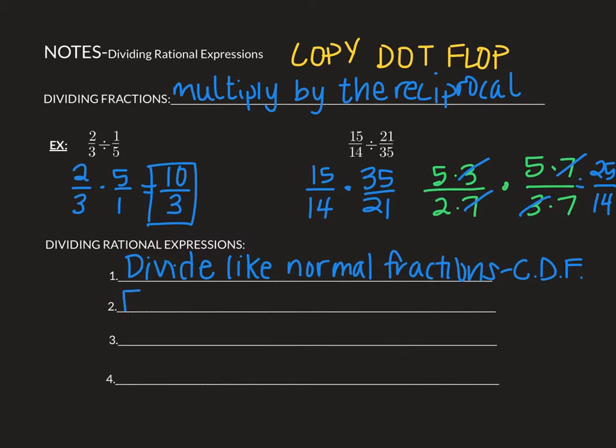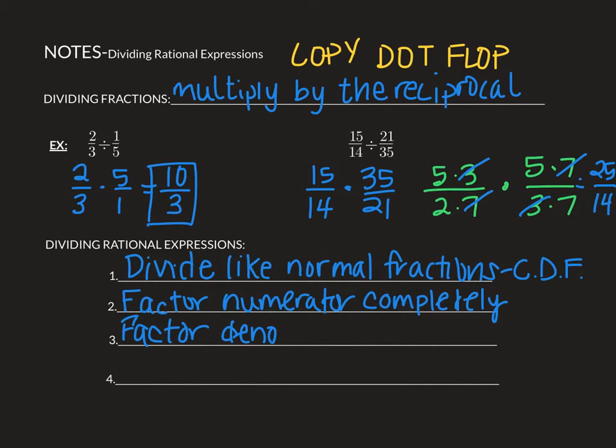Then what I would do is I would factor each numerator completely. Let's see how quickly I can write this. Factor numerator completely. And then I would factor my denominator completely. Because it's already flopped, I don't really have to worry about much. And then what I'm going to do is I'm going to cancel out or cross out any factor if it's in the numerator and denominator. Okay?